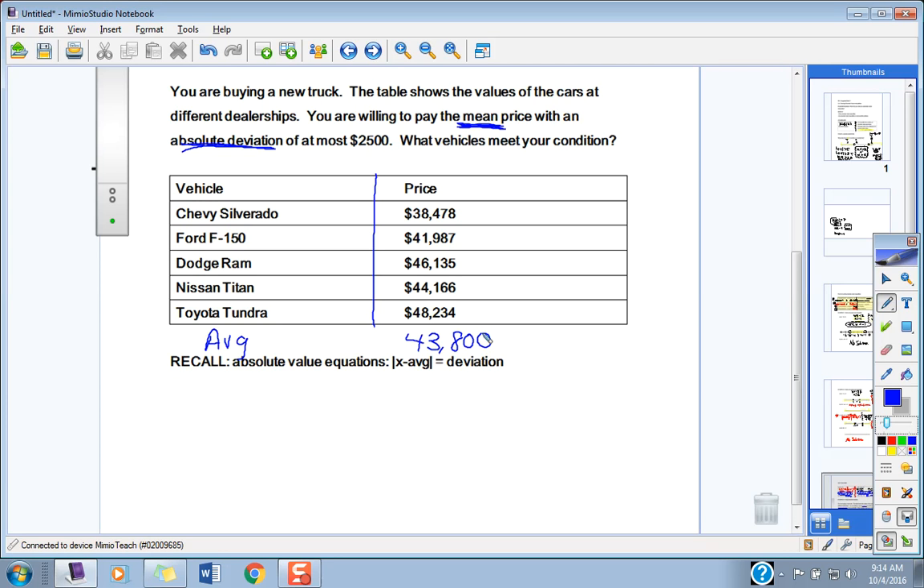Okay, now here's how you solve this. It says to recall, absolute value equations are the following. You take x minus your average and set it equal to the deviation. Well, if we're doing an absolute deviation as it relates to an inequality, again, we want to be at most how far away from this average? At most how far from that average? What was the value right here? 2,500. Okay, so we're going to say the absolute value of x minus my average, which was 43,800, is less than or equal to 2,500. All right? X is going to represent the cost we'll pay for a truck.